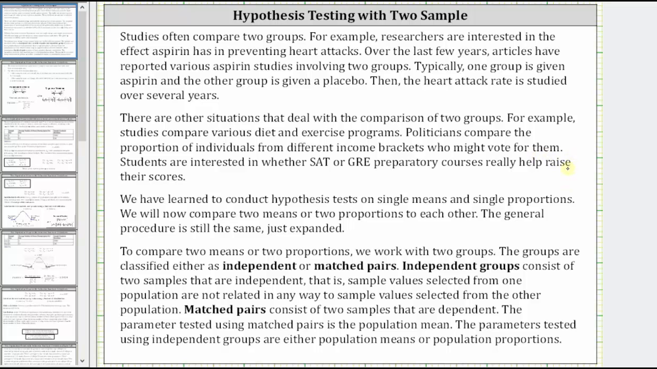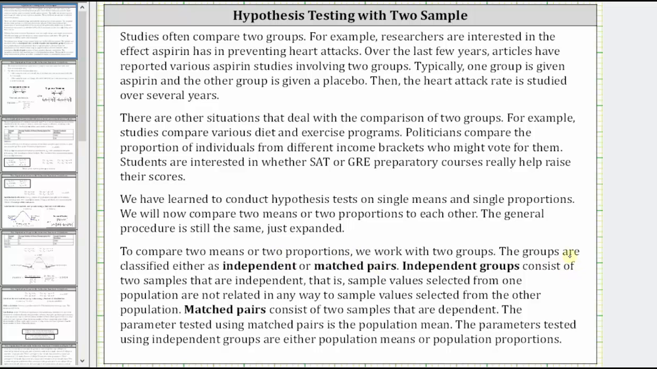We have learned to conduct hypothesis tests on single means and single proportions. We will now compare two means or two proportions to each other. The general procedure is still the same, just expanded. To compare two means or two proportions, we work with two groups. The groups are classified either as independent or matched pairs.